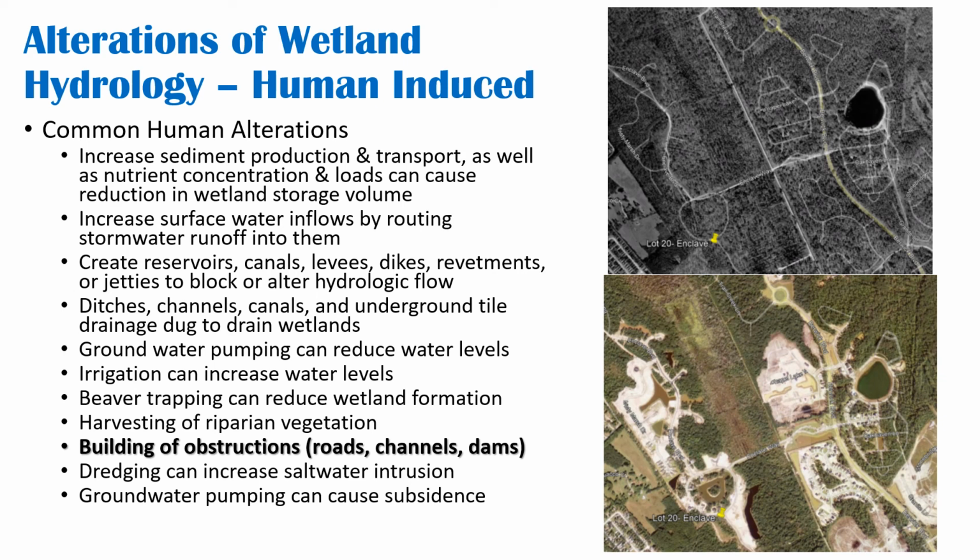And this road right here called Enclave Way, before this subdivision was developed, this whole system was a forested wetland. After this road was developed, to get over to this subdivision, you can see the different coloration of this area, which shows that this road maybe dammed up this area and caused a die-off of vegetation and changed the hydrology.